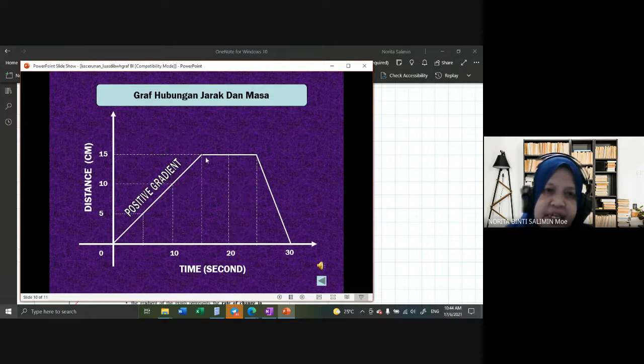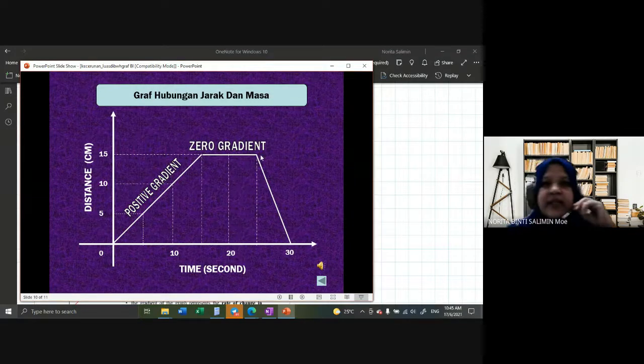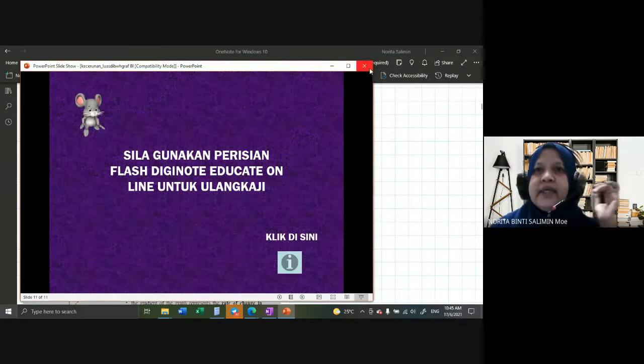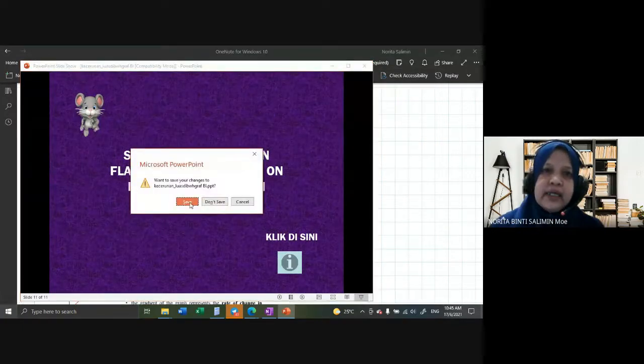Increase, and this one, the distance is not changed. No changes here. That means the car or anything in the graph is stopped here. For how many seconds? This is 15. This is 25. So 10 seconds, the car is stopped. Then what happened here? Okay, this is zero gradient. When we meet a zero gradient, that means the car is stopped. And then what is it? Negative gradient means what? The other way. Okay, we move to the other way. Okay, look at here.